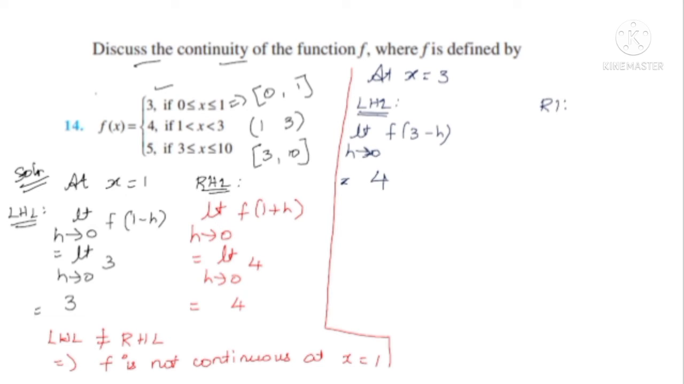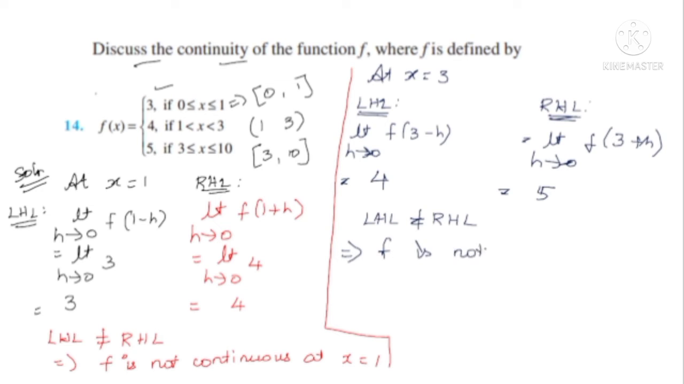Now the right hand limit, RHL. This is equal to limit h tends to 0 of f of 3 plus h. 3 plus h means that something is added to 3, so we get f of x to be 5. So here we can see that LHL is not equal to RHL. So left hand limit is not equal to right hand limit. So what does this imply? This implies that f is not continuous.